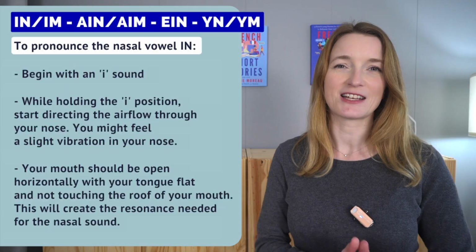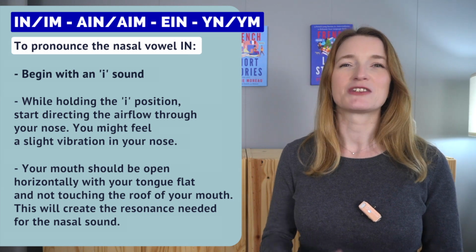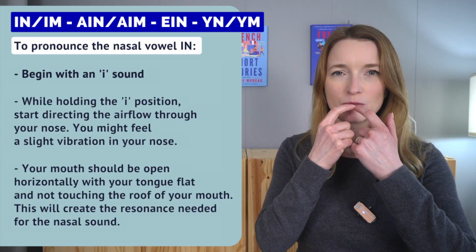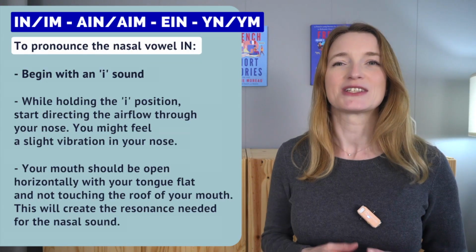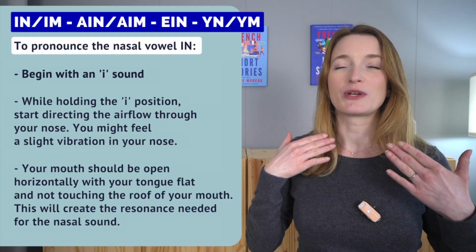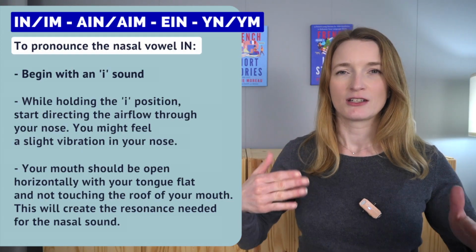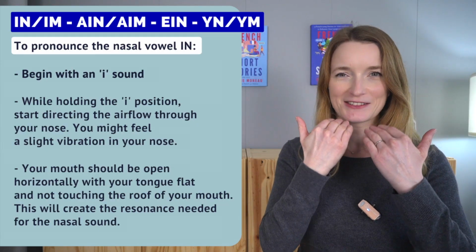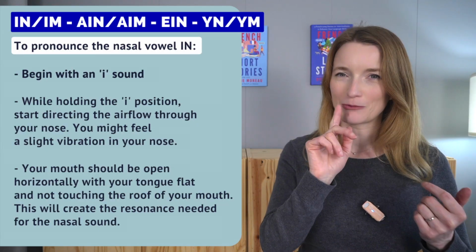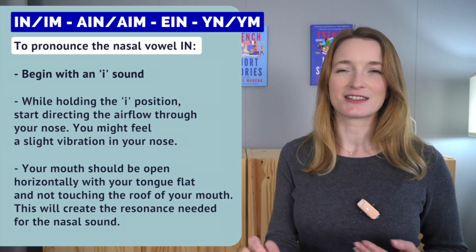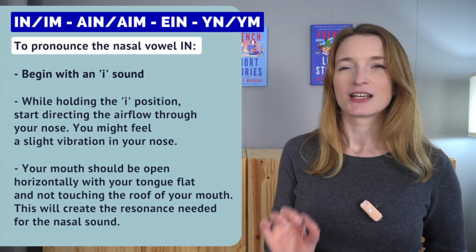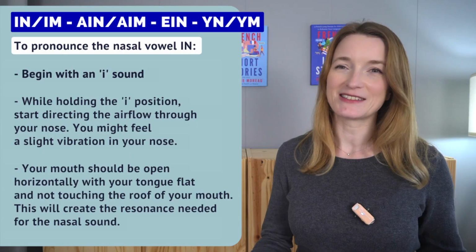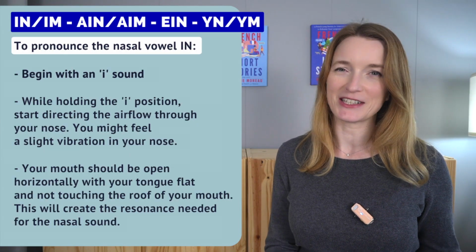So to pronounce un, we are going to begin with the E sound, so E, E. In this case, the mouth is more horizontally open, so E, E. And then we are going to have the same process of letting the air go through the nose while our tongue is flat in the mouth and doesn't touch the roof of our mouth. So we have un, un, un, un. Okay? Like I said, it might take a little bit to practice to get it, but it's always great to know.